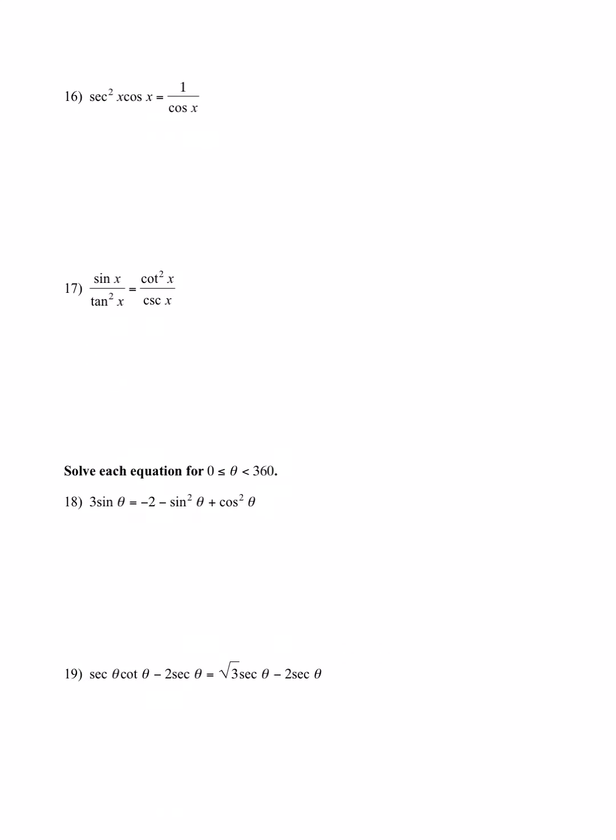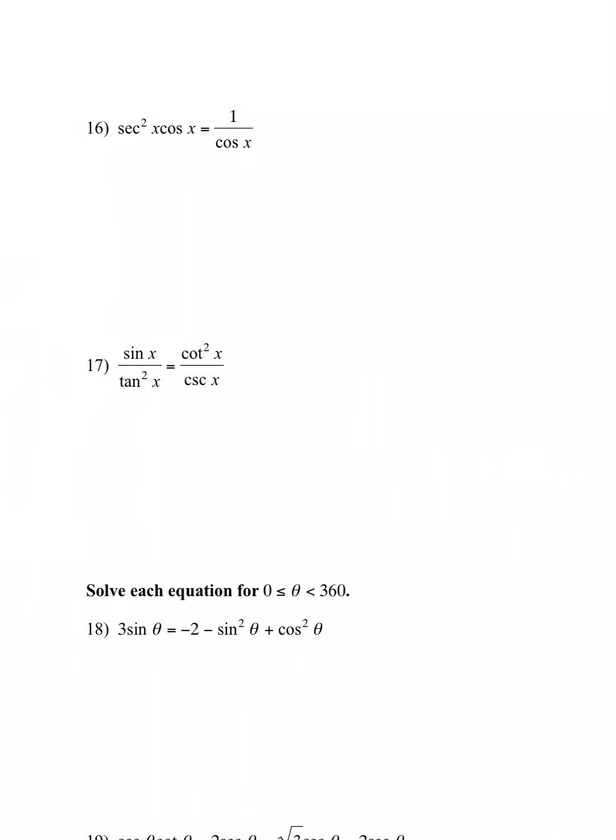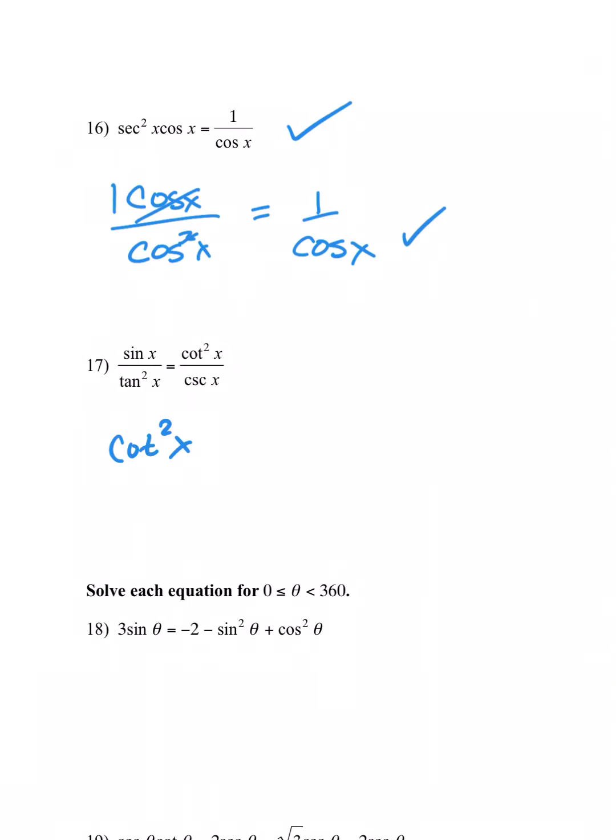This next one's almost identical to the one we just did, except the secant goes downstairs as a cosine squared of x, and we can cross off one of those cosines with that cosine, leaving a 1 in its place, and that's equal to 1 over cosine of x, and he equals the guy on the right. Now this next one, the tangent can go upstairs as a cotangent squared of x, so this guy can move up. This sine can come downstairs as a cosecant of x, and we are finished with that.